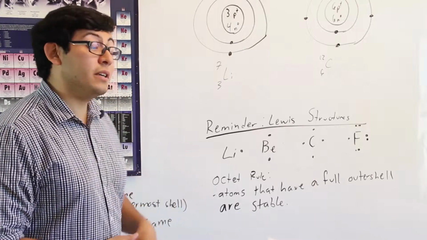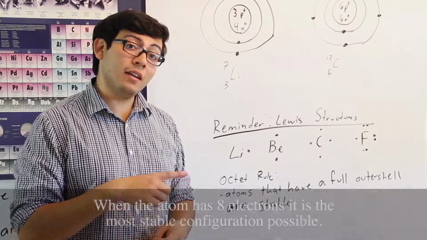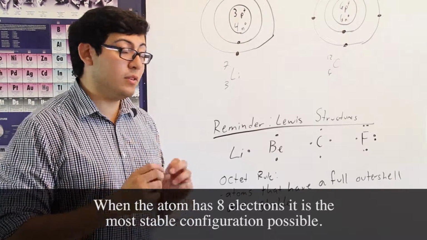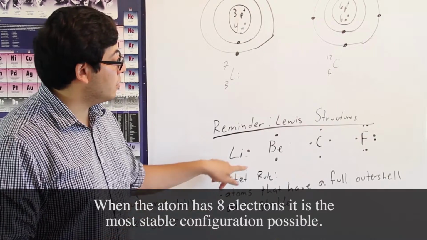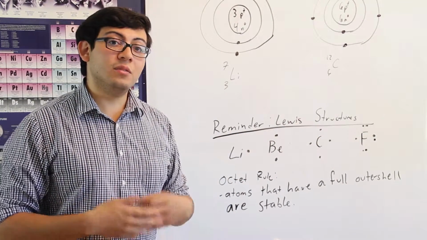The octet rule explains why the noble gases that I mentioned earlier were so stable. When you have 8 electrons surrounding an atom, that is the most stable configuration you can have. So we'll see later on that these elements can form ions or make bonds to become more stable.